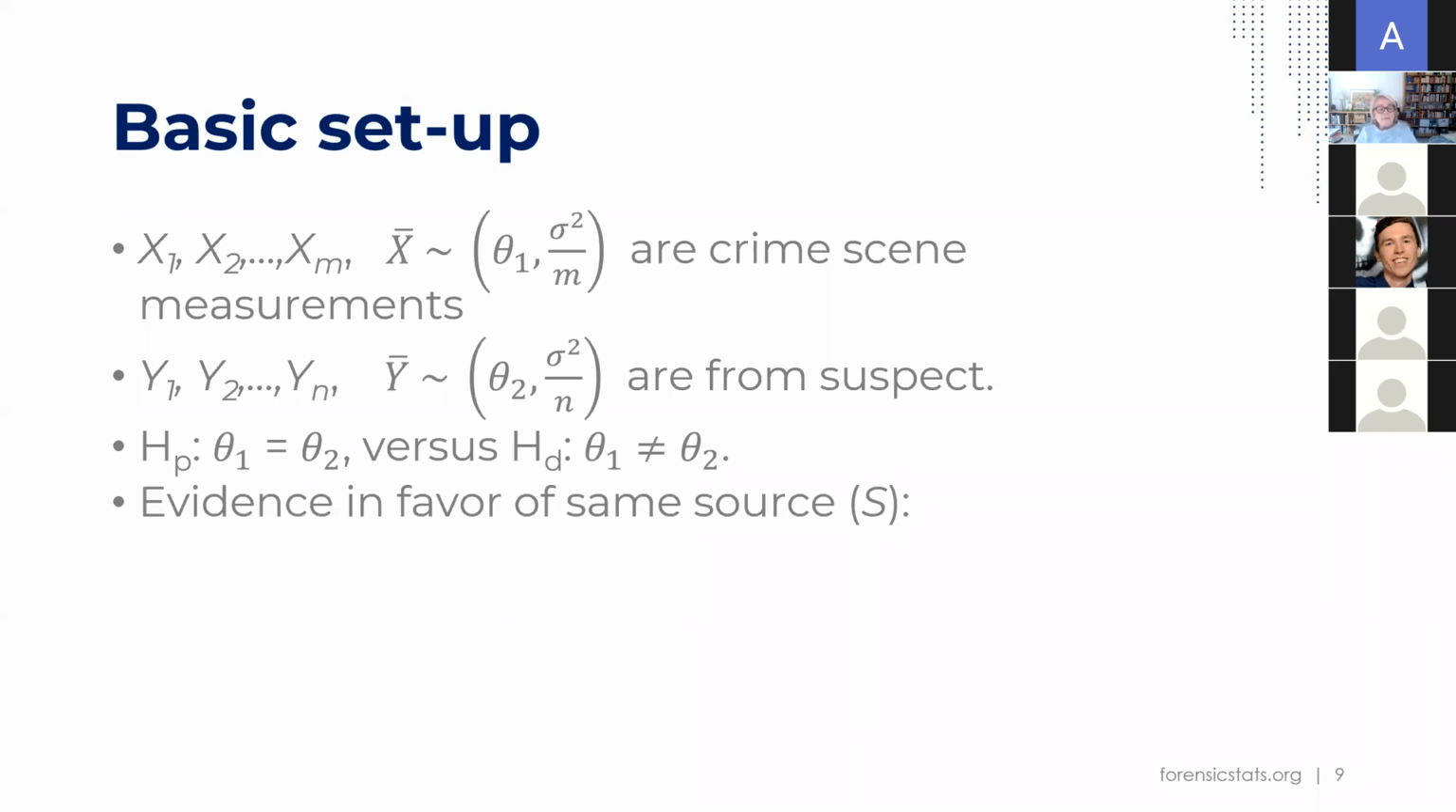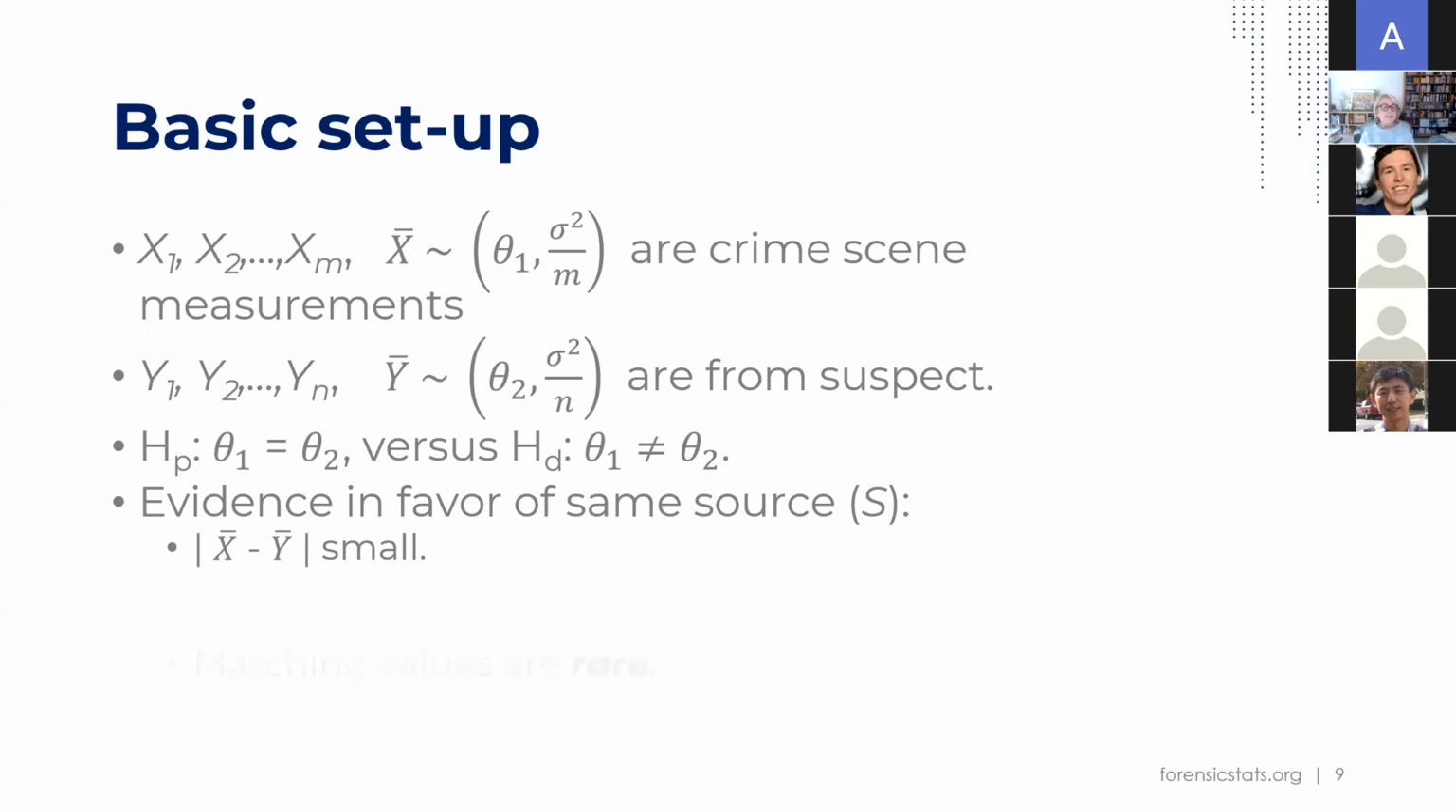And so when would you think you have evidence in favor of the prosecution? Well, this is where Lindley came up with something that was really novel at the time. He said you need two things in order for the evidence to favor the prosecution. Obviously, you need the two means to be sufficiently similar, to say maybe they were generated from a distribution with the same mean.